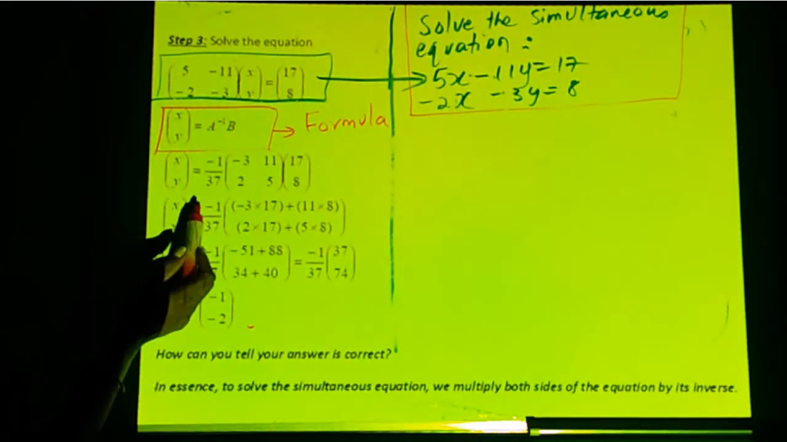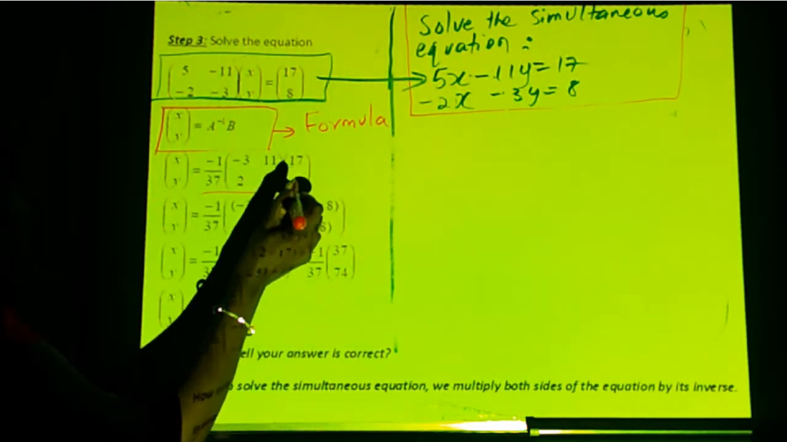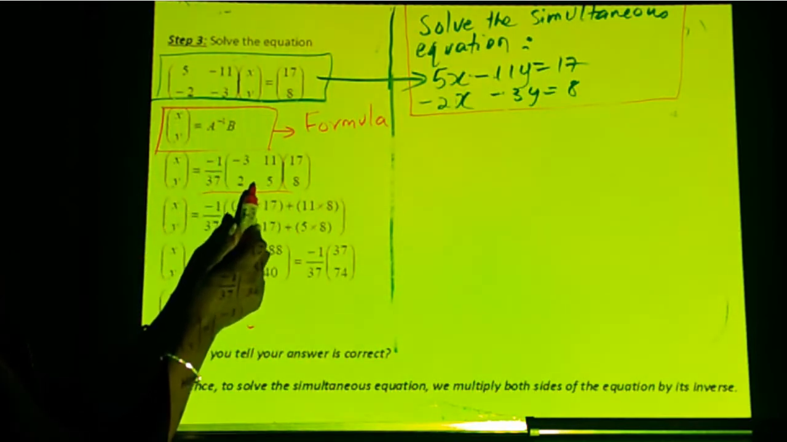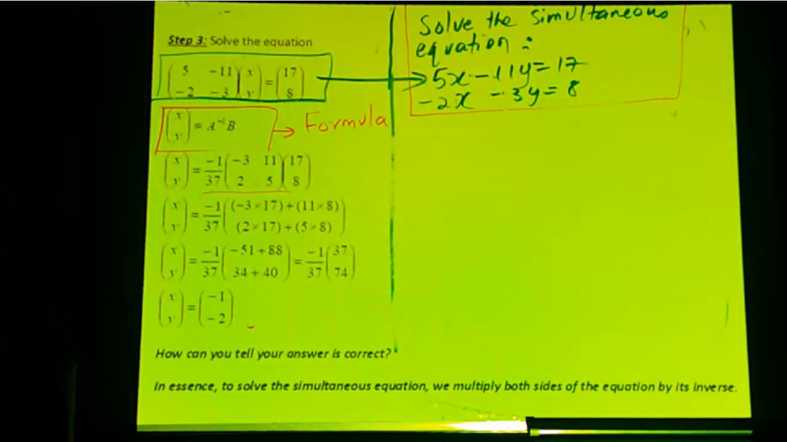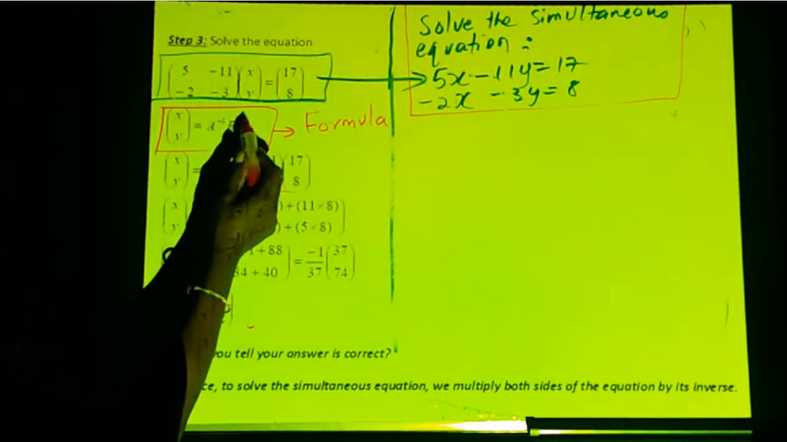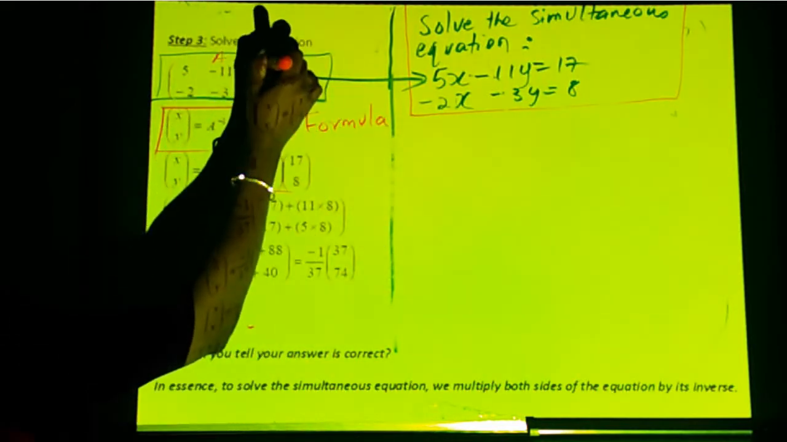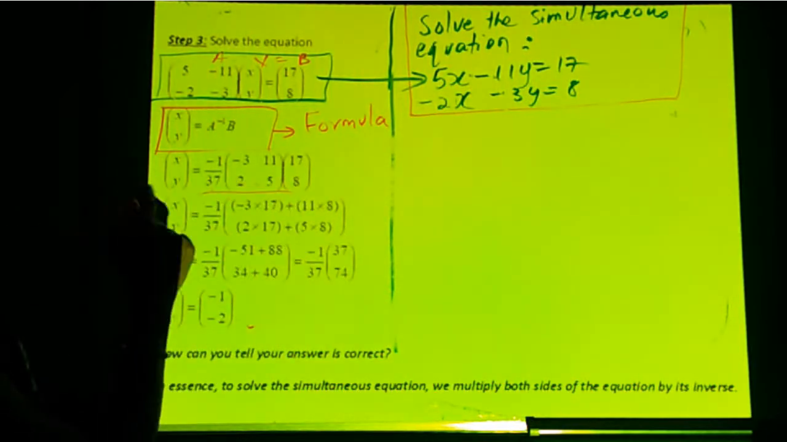So back to the question. A to the minus 1 is 1 over the determinant times the adjoint. And the b is 17 and 8. A 2 by 1 matrix, that's b. This is A, x equals b. So b is 17, 8. Alright?